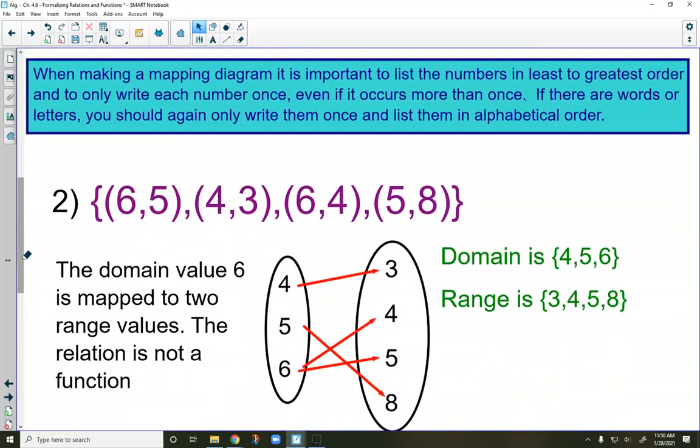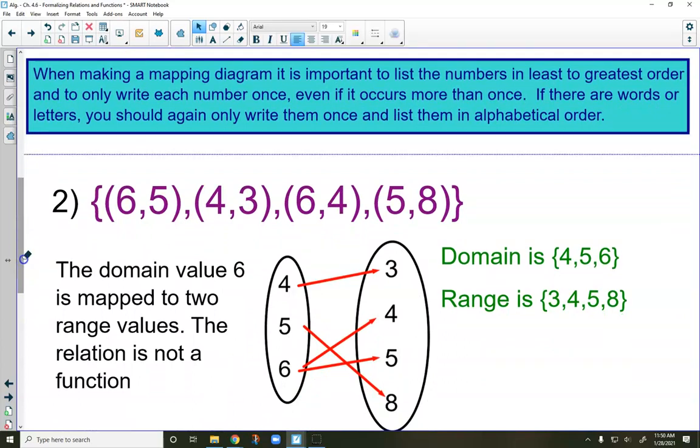Again, when making a mapping diagram, it is important to list the numbers in least to greatest order and to only write each number once, even if it occurs more than once. If there are words or letters, you should again only write them once and list them in alphabetical order.